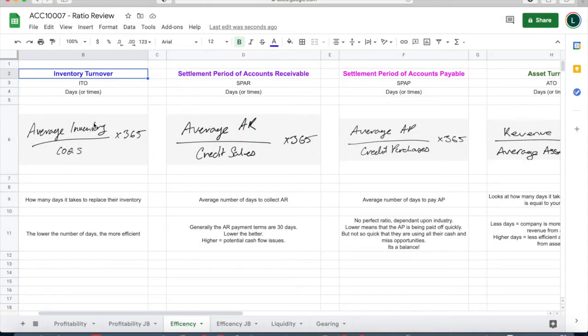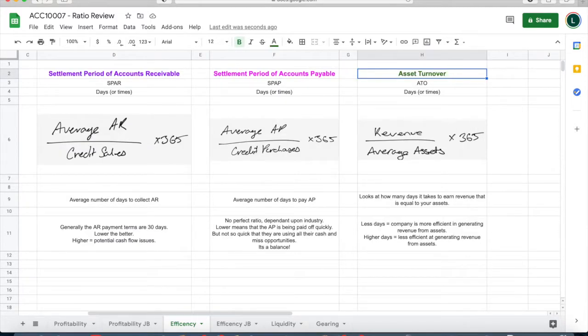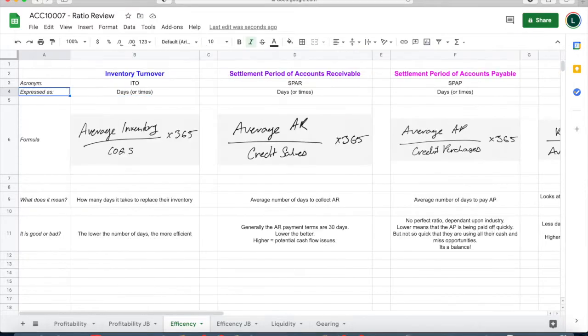Our efficiency ratios: we've got inventory turnover, settlement period for accounts receivable, accounts payable, and then our asset turnover. These are all expressed in days or times. Now, the formulas I've used are in days, because I think from a discussion perspective it's easier to discuss in days, and it's a lot easier to understand.